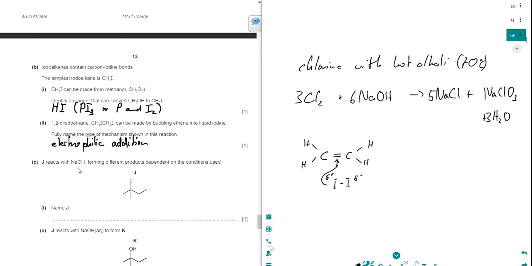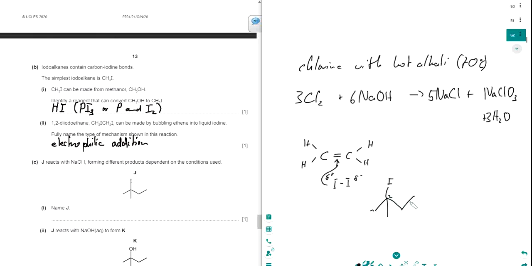J reacts with NaOH, forming different products depending on the conditions used. Name J. Alright, longest carbon chain. So let's copy that quickly. 1, 2, 3. I goes here, and here we have another group.